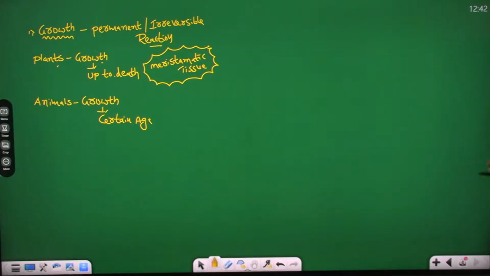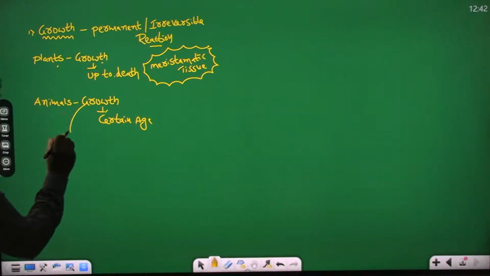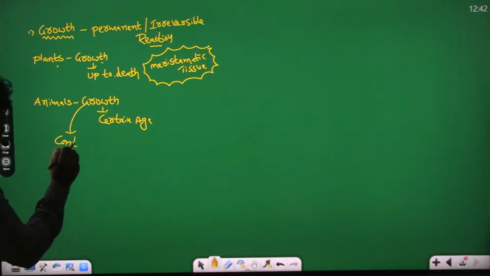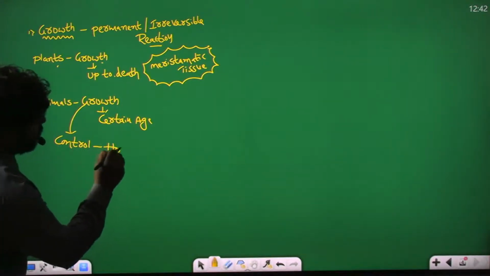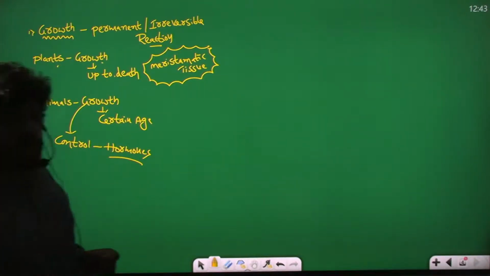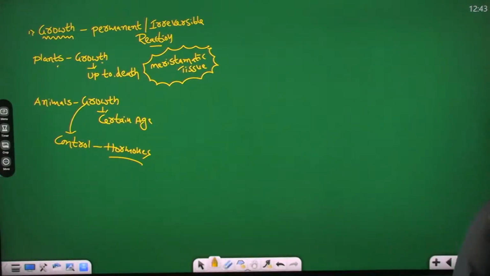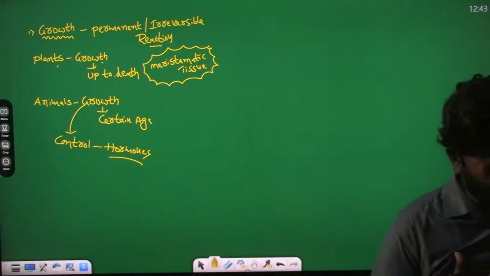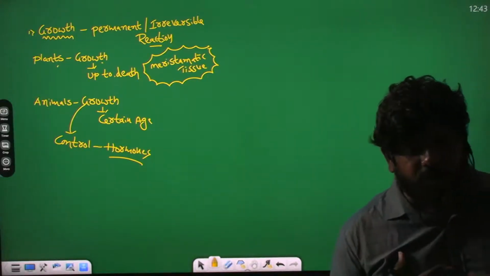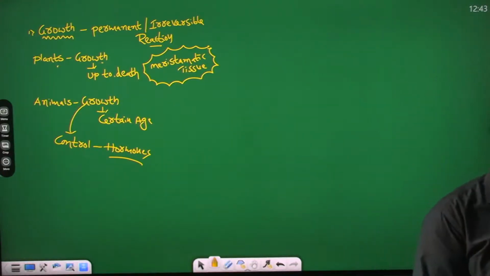But meristematic tissues are absent in animals. In case of animals, growth is under the control of what? Hormones. In our body, those hormones are produced up to a certain age only. After 20 or 21 years, there are no growth hormones produced by you. That's why growth is prevented.